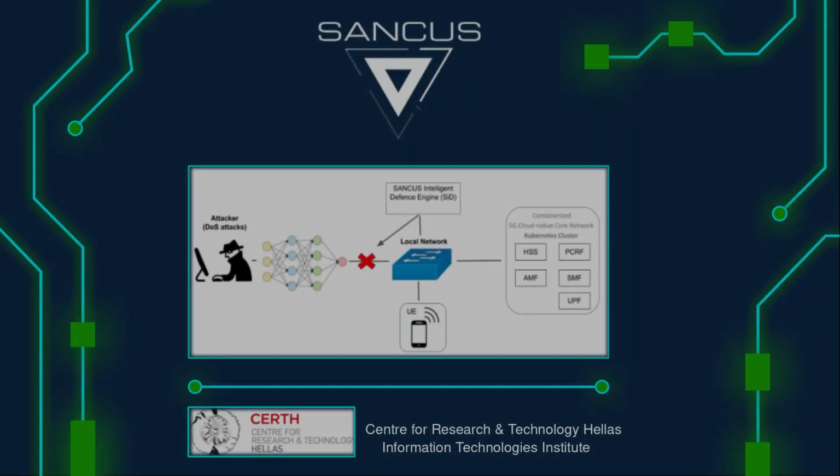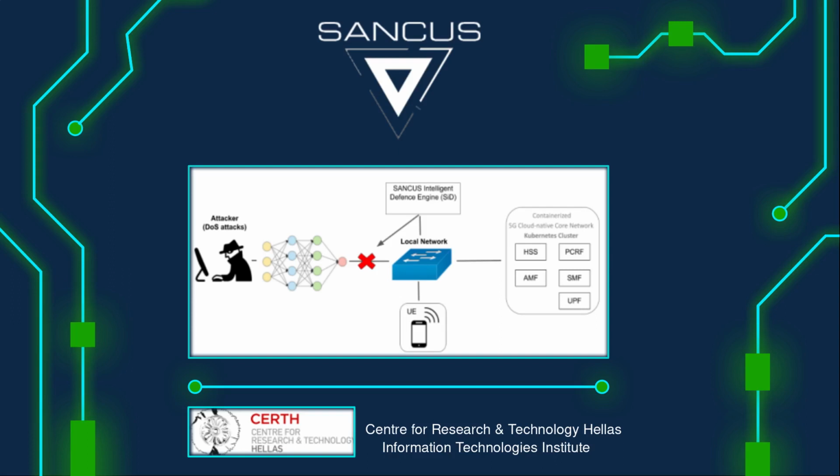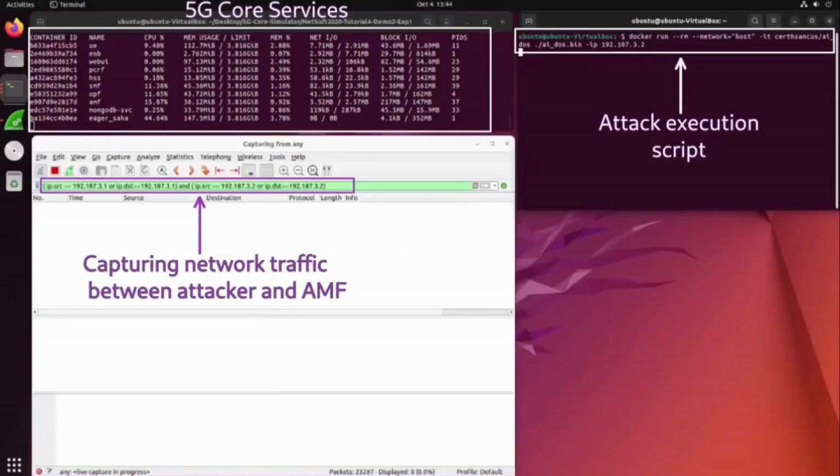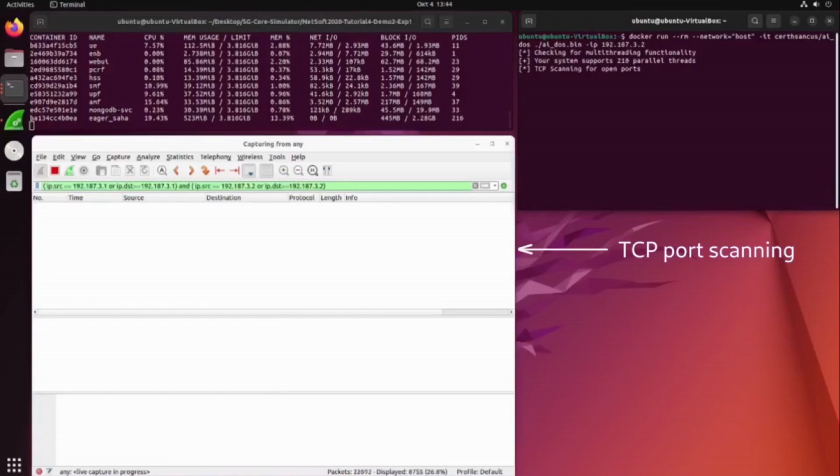Now, an end-to-end scenario will be presented, starting with the AI denial-of-service attack on the 5G core network, followed by showcasing the AI-based intrusion detection system developed by SIRT, which is designed to mitigate this attack. In the upper left part you can see the services of the 5G core. Directly below, the network traffic between the attacker and the AMF is presented using Wireshark. In the upper right terminal the AI attack script is executed.